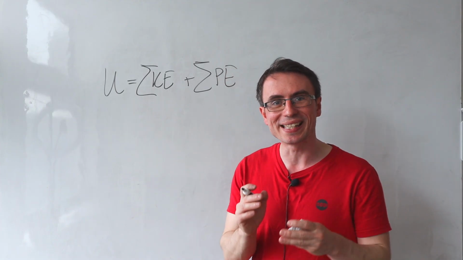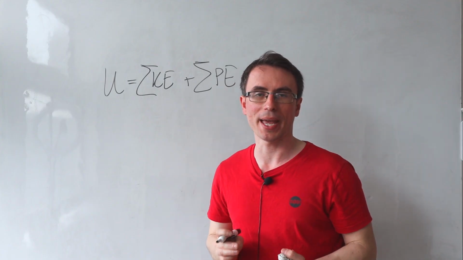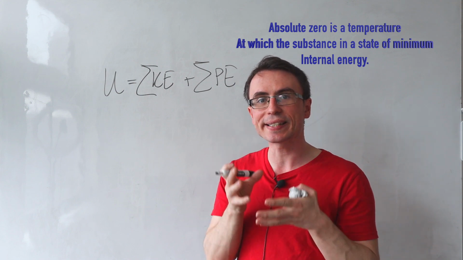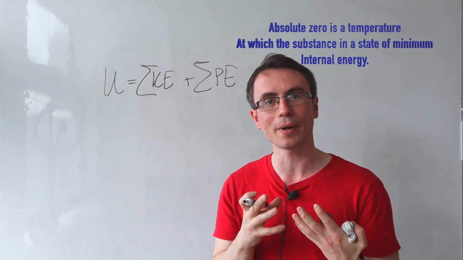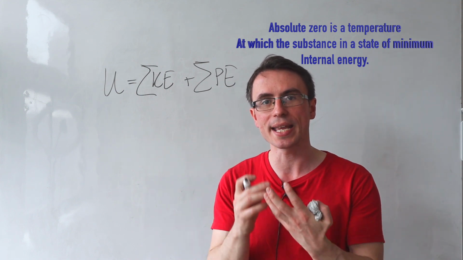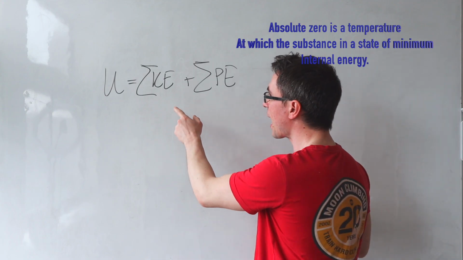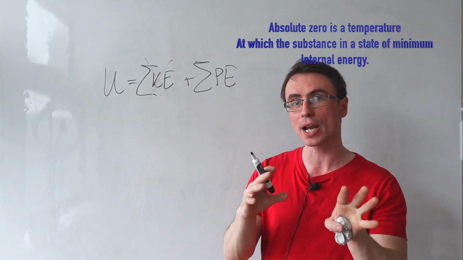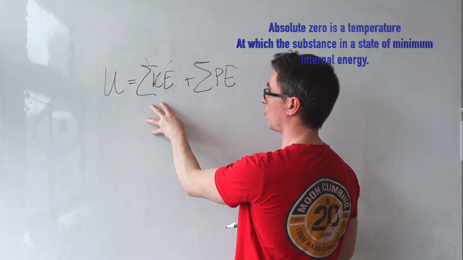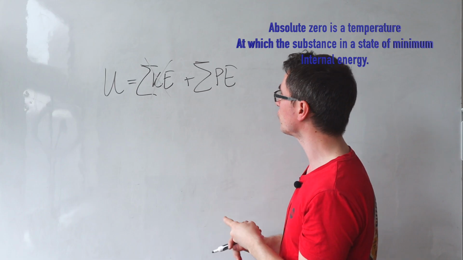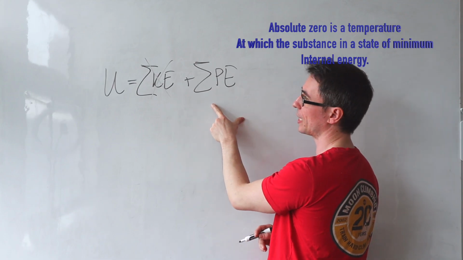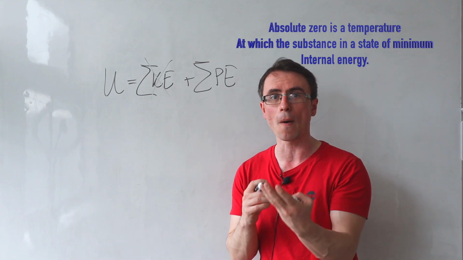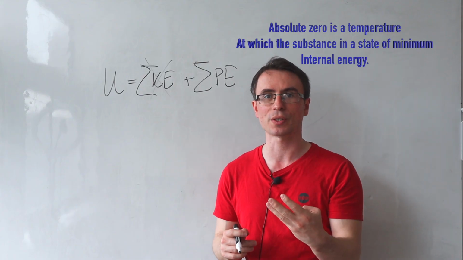Define absolute zero in terms of the minimum energy. The absolute zero temperature is a state at which the total internal energy of a system is a minimum. This happens when the kinetic energy starts tending towards zero. It never actually reaches there, but it starts tending towards there. And even at absolute zero, there's still some potential energy left within the molecules. That's why the internal energy is not zero at absolute zero temperature.